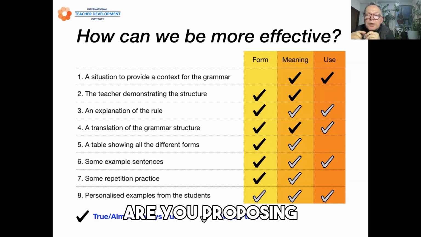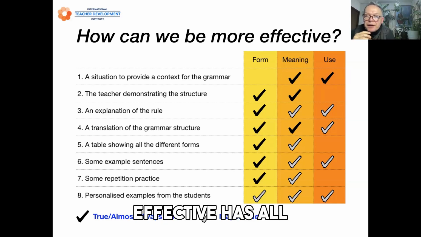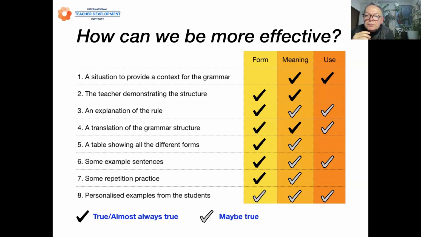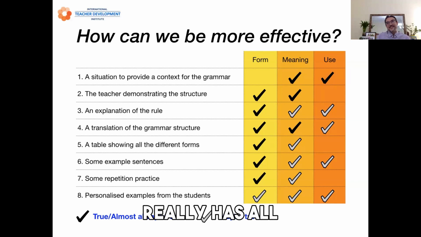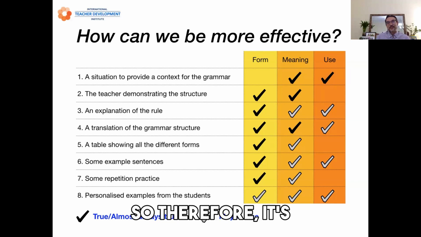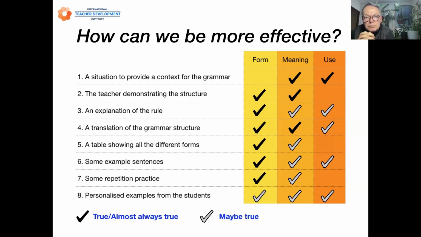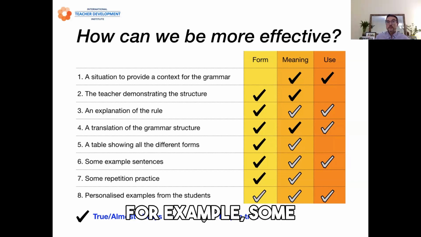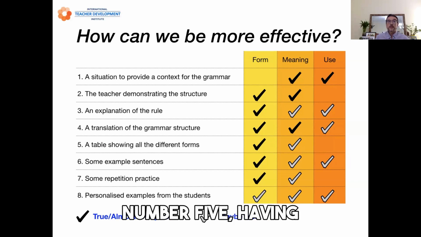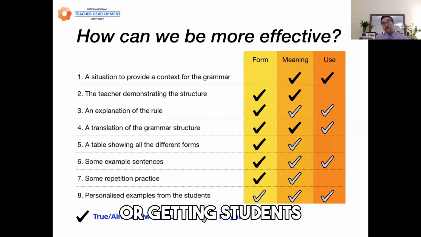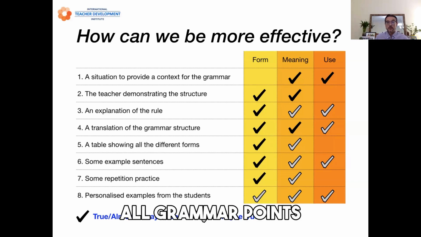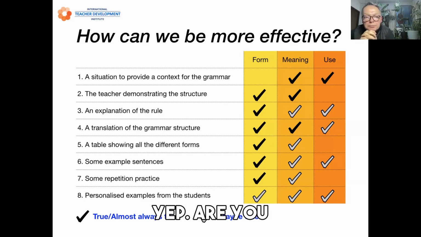Phil, are you proposing that the most effective has all 3 check marks? Yeah, so I would say that there's none that really has all 3 check marks. So therefore, it's what combination of these do we use, and how much time do we have, or do we use some of them in one lesson and then others in a different lesson, like a follow-up lesson or review lesson, or it depends also. For example, some grammar points will lend themselves to number 5, having a table with the different forms, or getting students to complete a table, but not all grammar points do that.